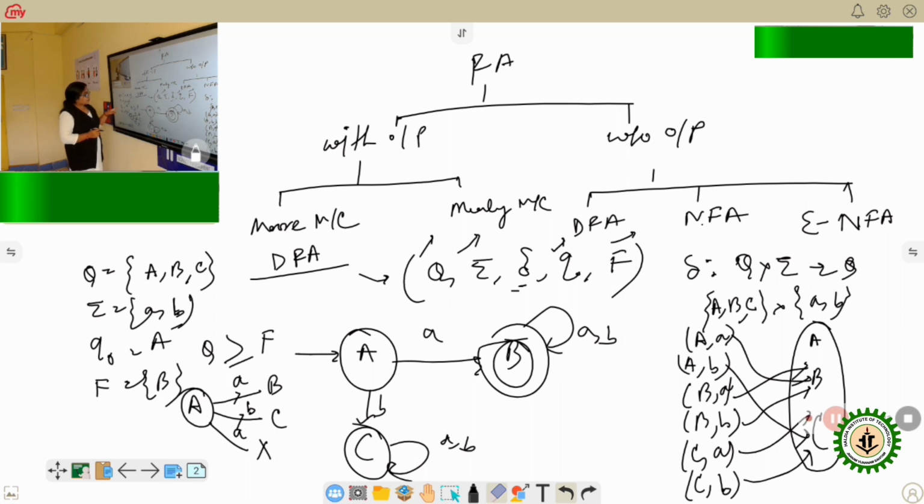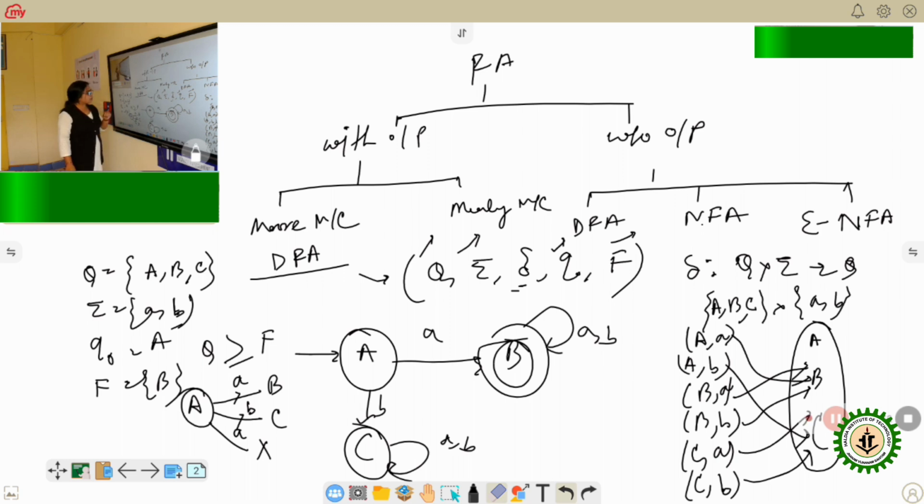Then Q naught. Q naught is the initial state. The initial state is A here. Then F is the set of final states. As we are getting only one final state here, that is B, but sometimes we might get more than one final state for another DFA, so that is why I have told you that F is the set of final states.